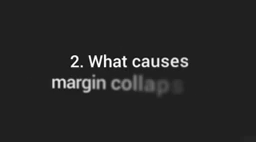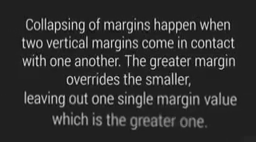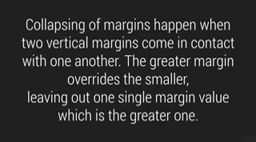The second question is, what causes margin collapsing? Collapsing of margins happens when two vertical margins come in contact with one another. If one margin is greater than the other, then that margin overrides the other, leaving one single margin value, which is the greater one.